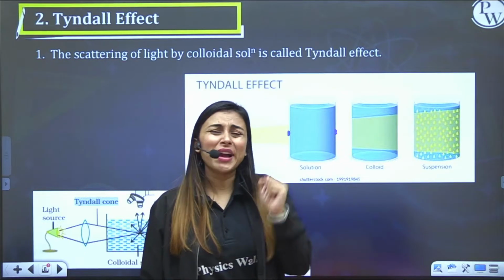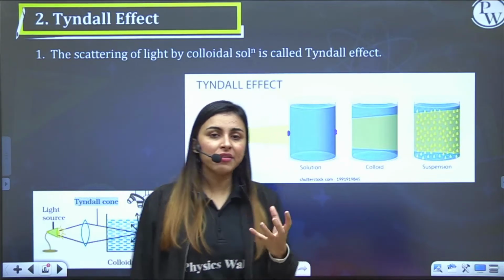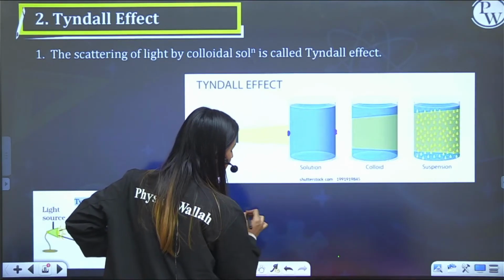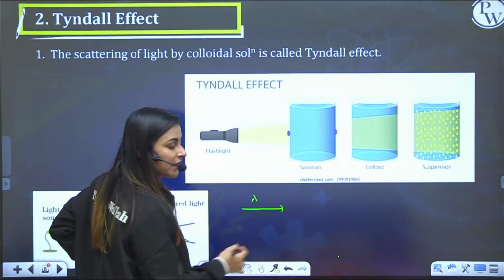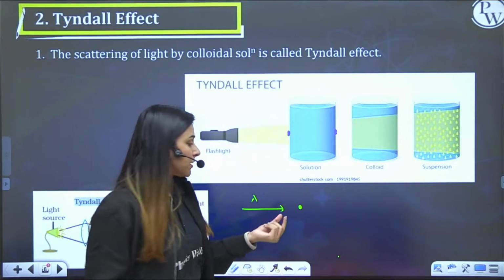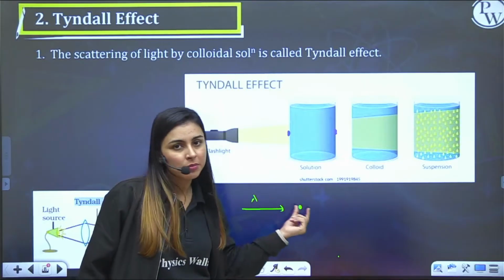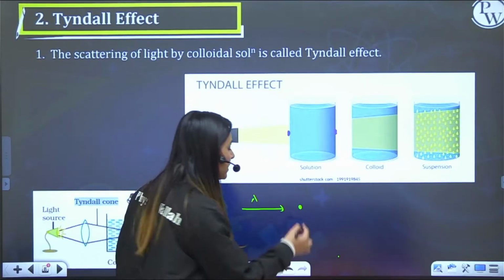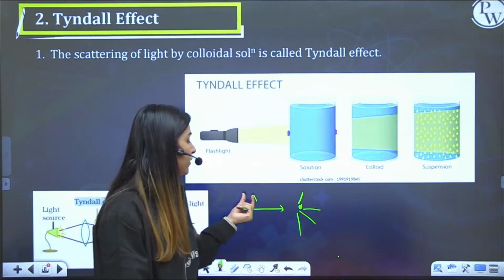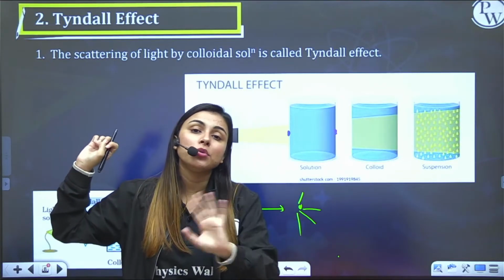Okay. Now, why does this happen? Now, let's try to understand this. What happens is, whenever a light passes through a particle, let's say you have a lambda wavelength of light and you have a particle here. There is a concept that whatever the size range of this particle is, if the wavelength is of that same order, that same range, then the particle can scatter the light. But if your wavelength range is very high and the particle size is very low, then the particle will not be able to scatter the light.